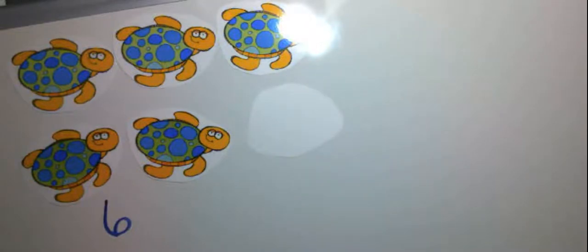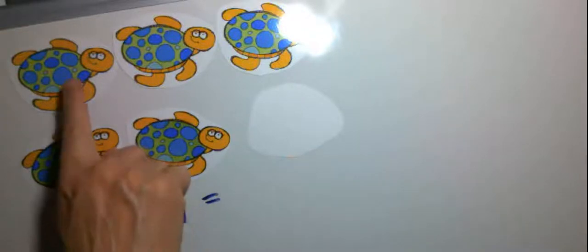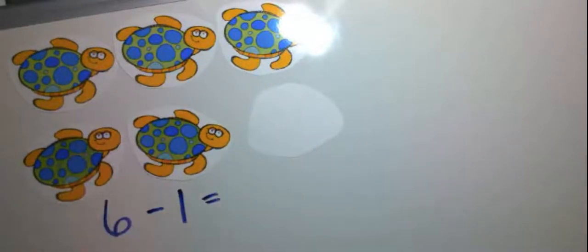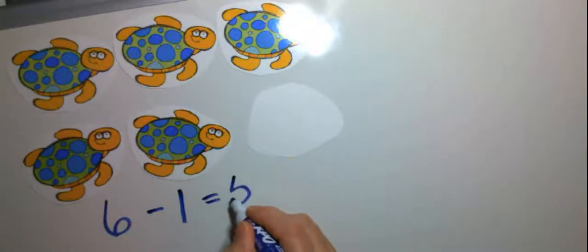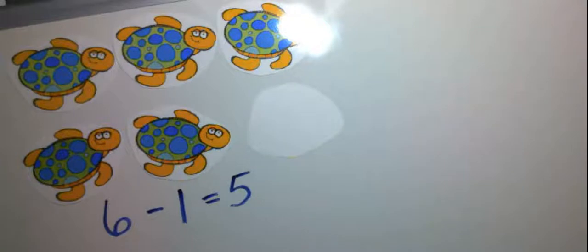So we're going to take away or subtract 1. So when you subtract, you use the minus sign. So now we have 6 minus 1 equals, and how many do we have left over? 1, 2, 3, 4, 5. So 6 minus 1 equals 5. Great job.